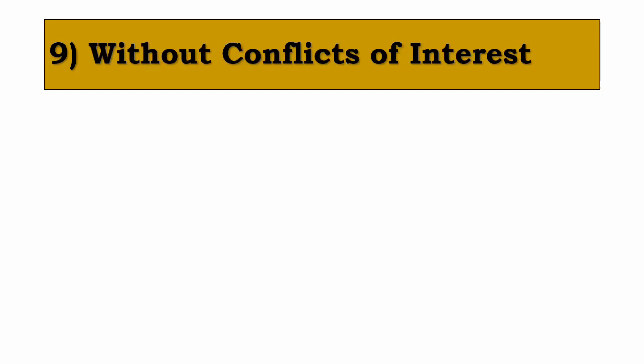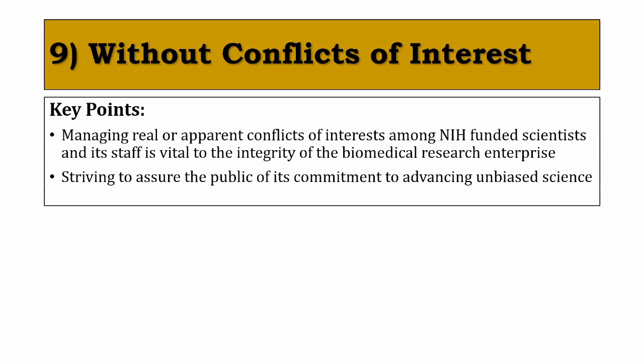All right, and 9, gold standard science is without conflicts of interest. So the NIH wants to manage real or apparent conflicts of interest among NIH-funded scientists and its staff, and they find that vital to the integrity of biomedical research. And again, they're striving to address the public and assure the public of its commitment to advancing unbiased science, that science isn't hijacked, science isn't biased, it is for the public's good and as transparent and with as few conflicts of interest as possible.